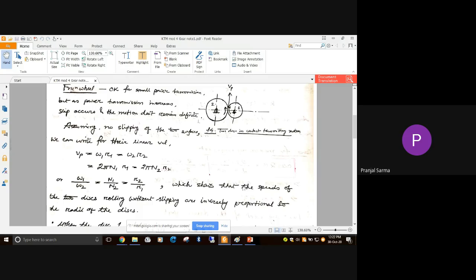So now I will be deducing some relationships, and we'll try to see how these gears, how their size is dependent. Prior to discussing that, we'll look at a very basic, very primitive gear-like structure known as the friction wheels.